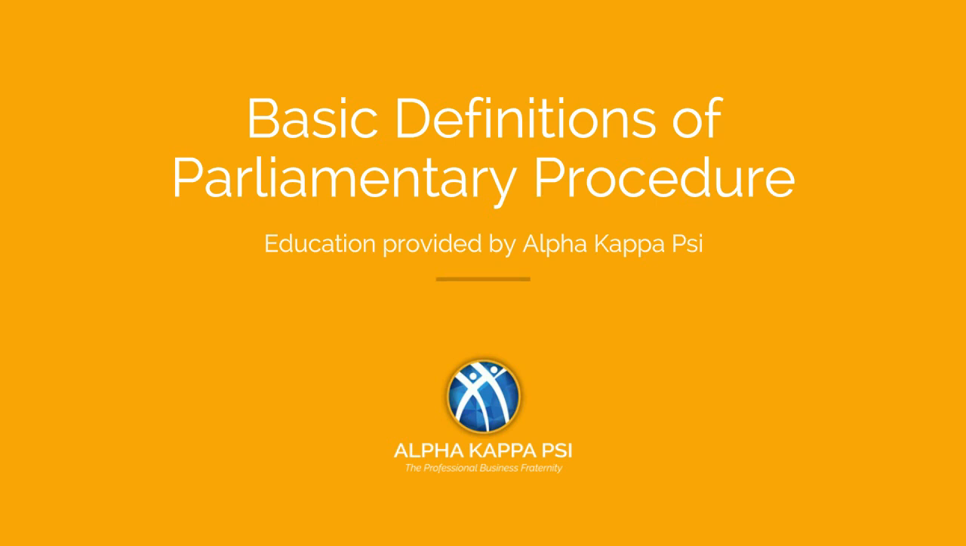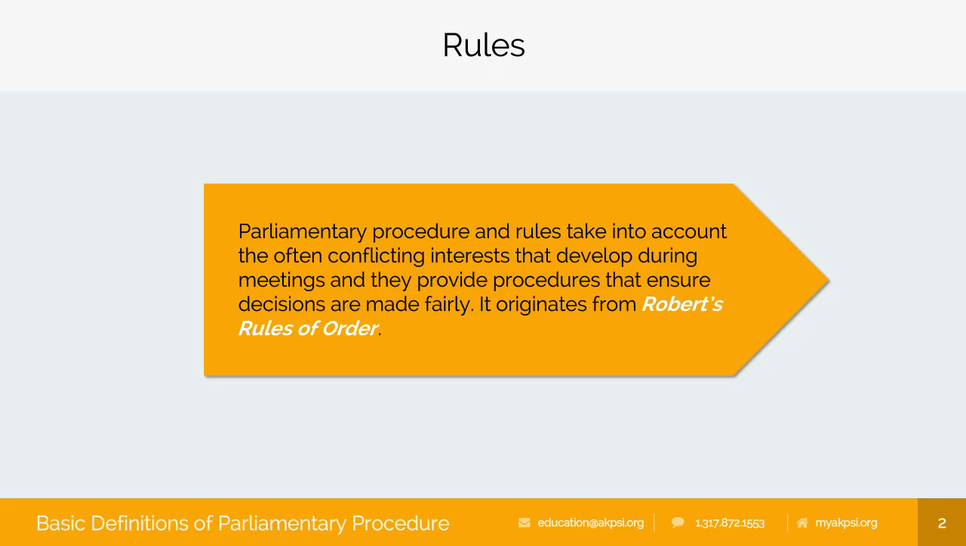This video is a part of the Parliamentary Procedure series and has been organized to explain the basic definitions of parliamentary procedure. Parliamentary procedure and rules take into account the often conflicting interests that develop during meetings and provide procedures that ensure decisions are made fairly. It originates from Robert's Rules of Order.